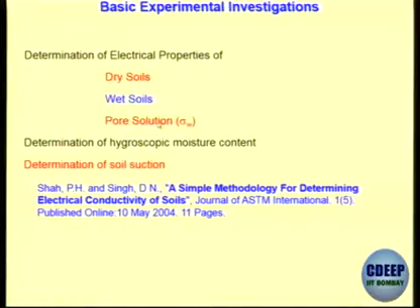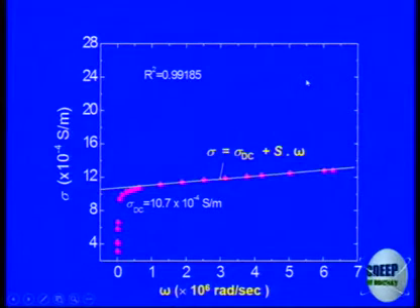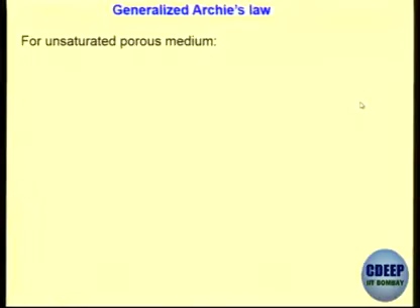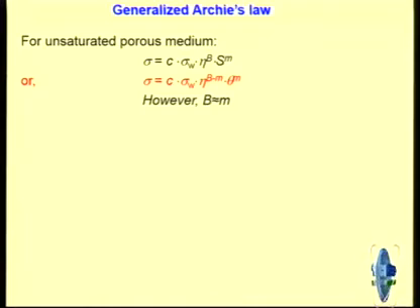We did experiments to determine dry soil, wet soil, pore solution, and the state of the material, and this is the paper I was talking about in ASTM International, a simple methodology for determining electrical conductivity of soils. I will skip this. In case you are interested, you can go through that paper. This is what I was talking about, the porosity, how you can check the porosity of the geomaterials, what is known as generalized Archie's law. Basically, this equation can be utilized to get the relationship between pore fluid conductivity, the volumetric moisture theta, and the overall conductivity.